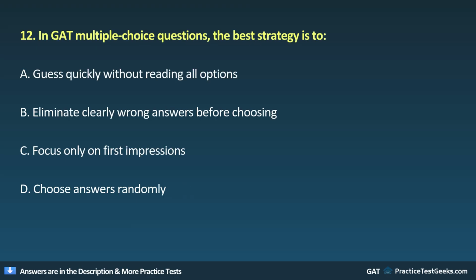12. In GAT multiple choice questions, the best strategy is to A. Guess quickly without reading all options. B. Eliminate clearly wrong answers before choosing. C. Focus only on first impressions. D. Choose answers randomly.